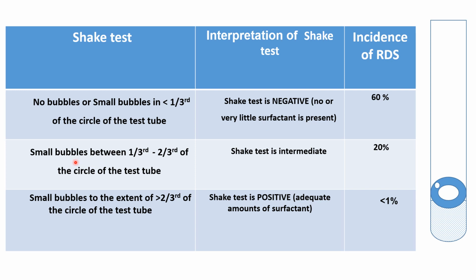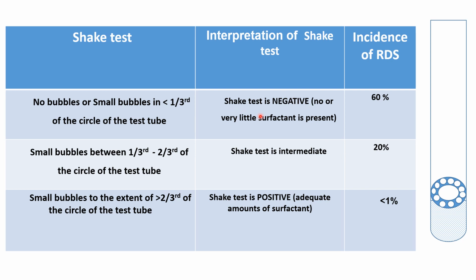If small bubbles form between 1/3 and 2/3 of the circle of the test tube, the shake test is intermediate and 20% of preterm neonates will develop RDS. If small bubbles are formed in more than 2/3 of the circle of the test tube, we will label it as a positive shake test. That means an adequate amount of surfactant is present in the lung, with less than 1% chance of developing RDS.